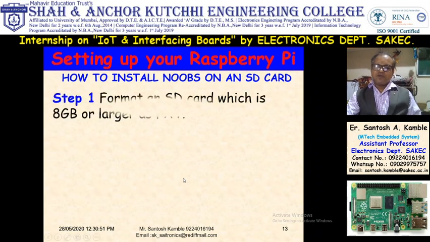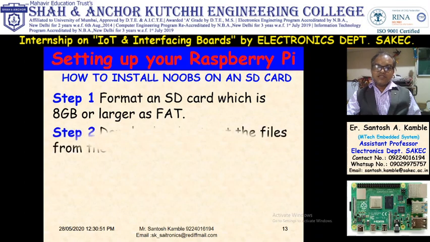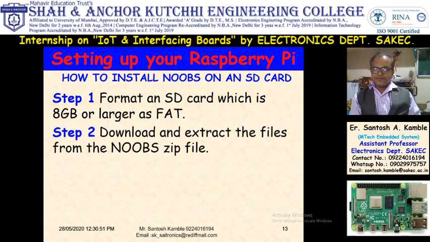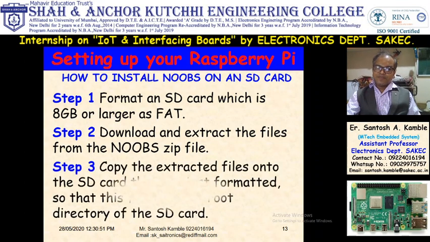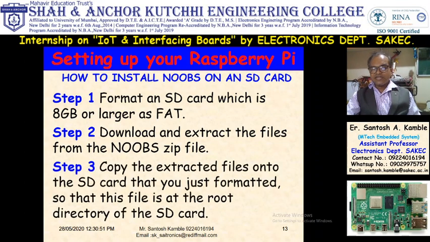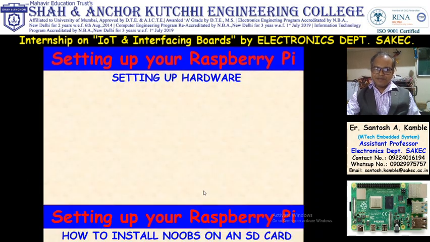How to install NOOBS on the SD card? So the first step is to format the SD card. The minimum card size is 8 GB. Download and extract the files from the NOOBS zip file. Copy that extracted file into the SD card, and then you have to put that SD card into the Raspberry Pi.